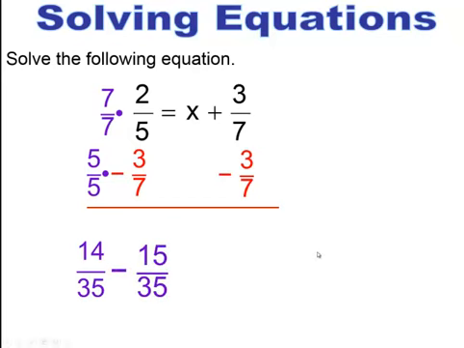You have different signs, so you're going to have to subtract and keep the sign of the higher number. So we end up having -1 over 35.